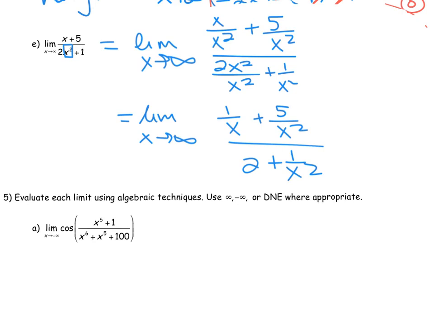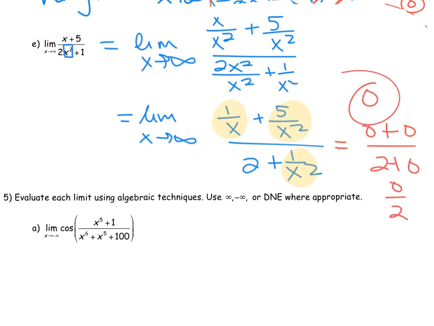Remember, guys, when you have a term that's going to infinity, 1 over infinity is 0, 5 over infinity squared is 0, and 1 over infinity squared is 0. So what we're looking at now is 0 plus 0 over 2 plus 0, and 0 over 2 is just 0. So again, bottom heavy equates to our function going towards 0. Think about that horizontal asymptote.